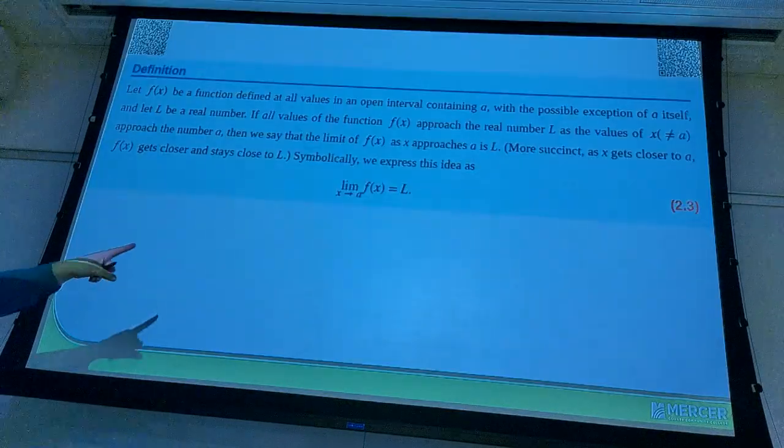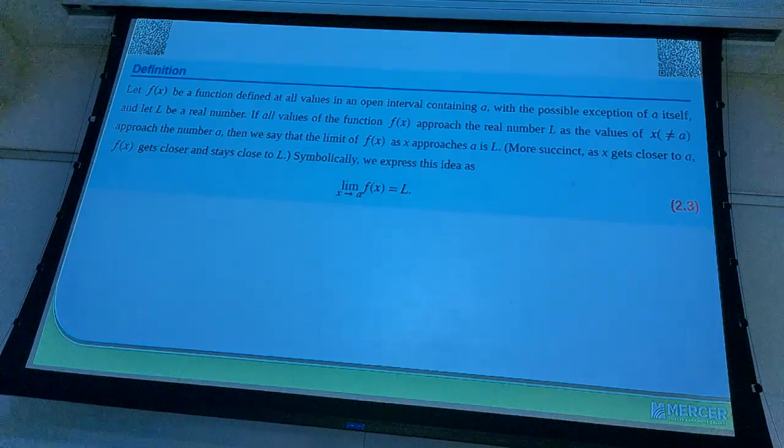So this notation is important. That's the notation we're going to be using a lot. And I'll probably also be using the shorthand notation, which is just a right arrow. So I'll just write f(x) arrow L, which means that's the limit.